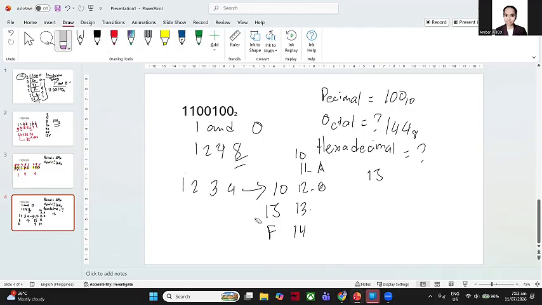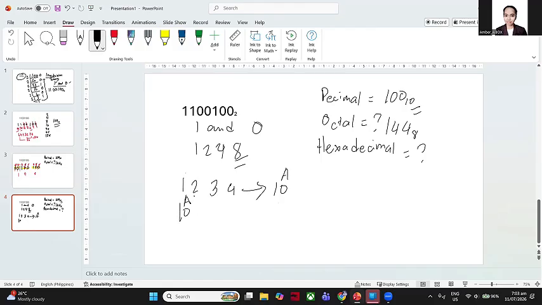So after 10, we consider 10 as A, because this is the boundary to decimal. So from decimal, 10 is A, then 11, 12, 13, 14, 15. So 15 is F, with B, C, D, E in between.